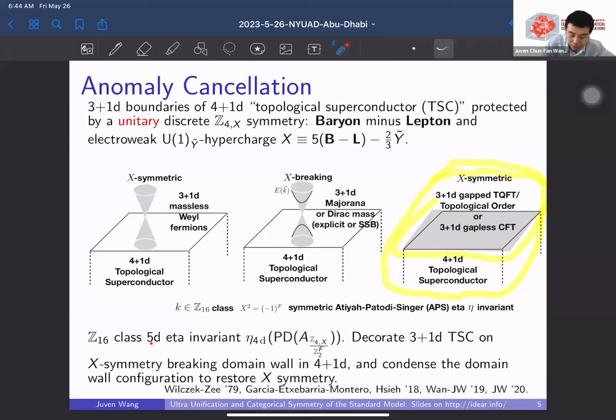So we can also write down this 5D bulk more precisely as the eta invariant, as the Poincaré dual of some Z4 or Z2 gauge field paired with this 4D eta invariant, and it can be constructed by decorating the X symmetry breaking domain wall with this 3+1D topological superconductor and trying to condense that. So there is some condensed matter understanding, and this symmetry has been discussed since Weyl and Z, possibly also Weinberg around the same time, and people have been studying this type of invertible field theory or topological superconductor phases, including one of the participants, Chang Zexie, and our work.